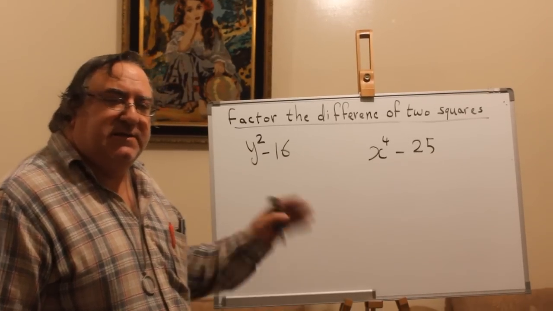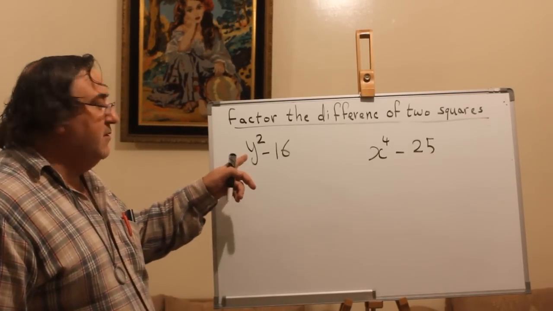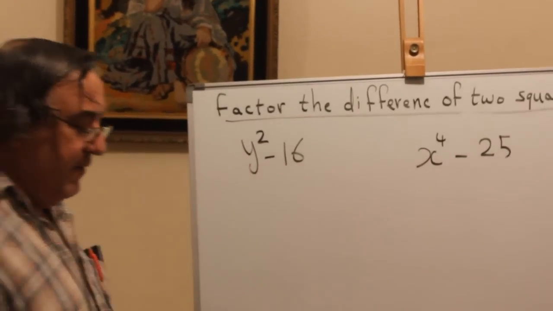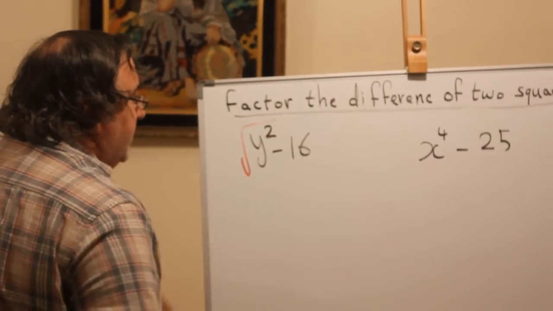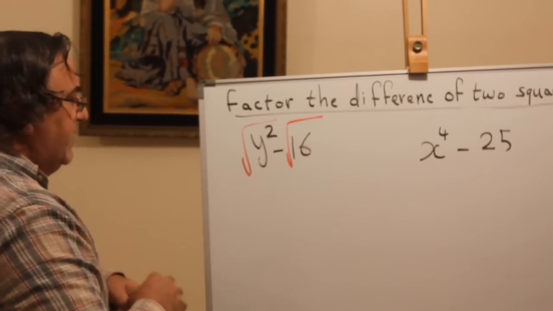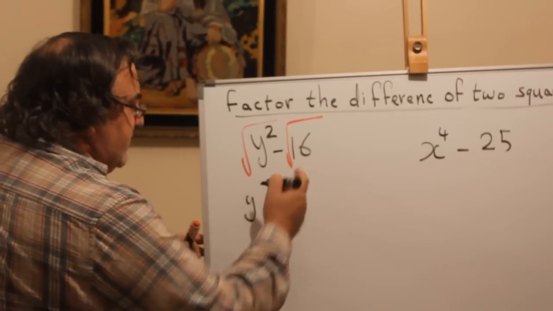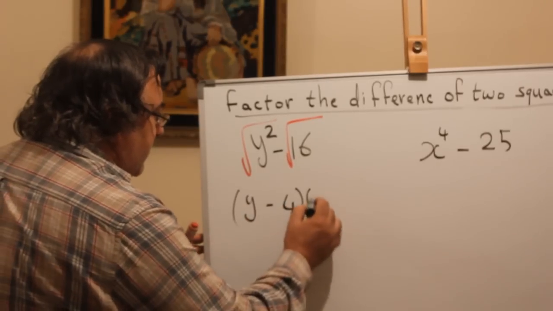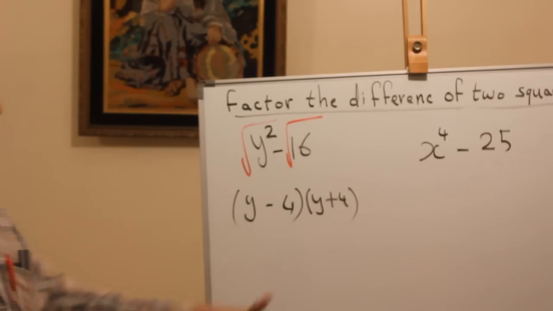Now, I'll give you some examples about the difference of two squares. If I want to factorize this, first look: is y squared a perfect square? Is the other one, b, a perfect square? This is y, so it is a perfect square. This is 4, so it is a perfect square. Then I can write y minus 4 into y plus 4. As simple as that.